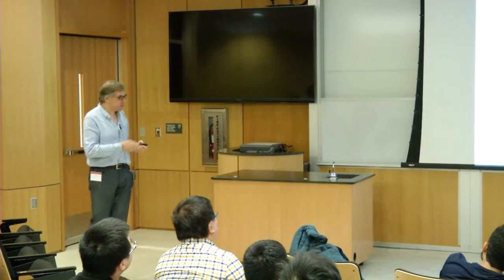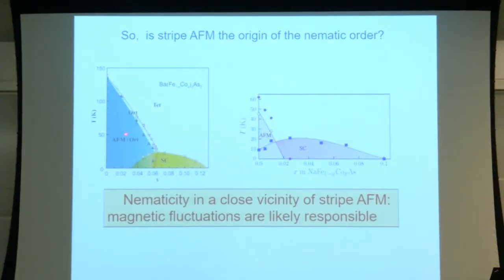And we look at experiments and say, yeah, that's precisely what's going on. This is the nematic transition, this is the magnetic transition. They're pretty close to each other, and they follow each other.